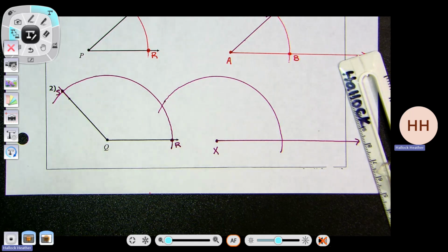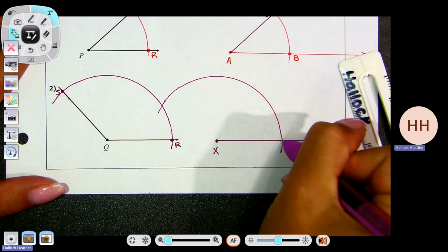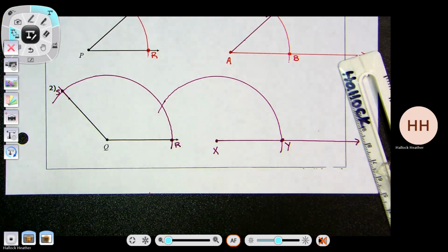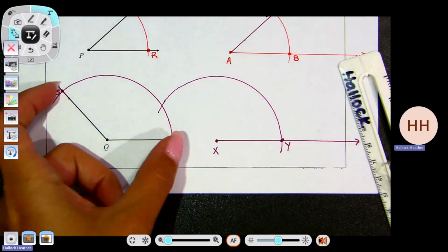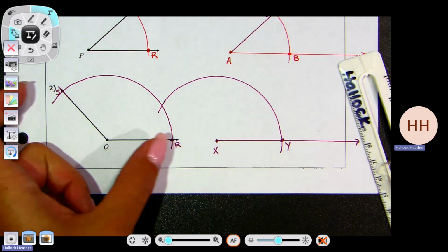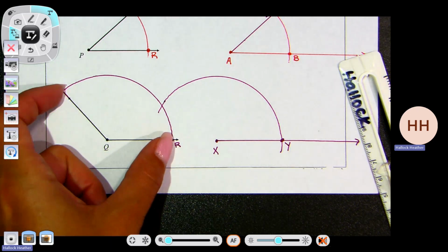So the next step is the step that everybody forgets. Label this Q or X. This will be Y. I'm not forgetting. So the next step is the part that everybody forgets. We need to measure the distance of the rainbow, the arc, because they're not going to say rainbow. We're going to measure the distance of R to S.